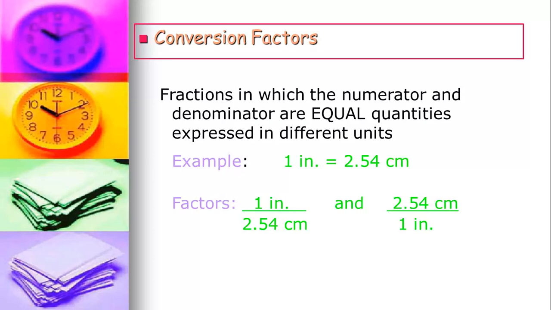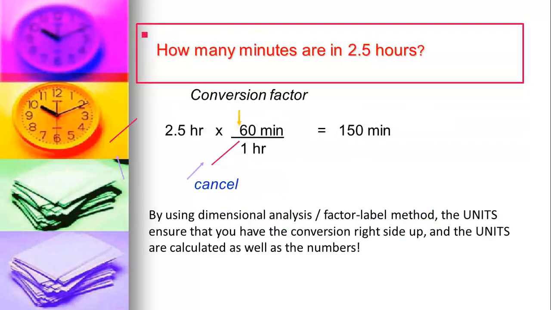Kapag fractions yung pinag-uusapan natin, halimbawa 1 inch over 2.54 centimeter, pwede naman siyang magkabaliktad, no? Depende kung ano yung kailangan natin na units, no? So halimbawa, 1 inch per 1 inch we have 2.54 centimeter. Pwede naman natin gawin na in every 2.54 centimeter we have 1 inch. Depende kung ano yung given. So pwede mo siyang baliktarin.